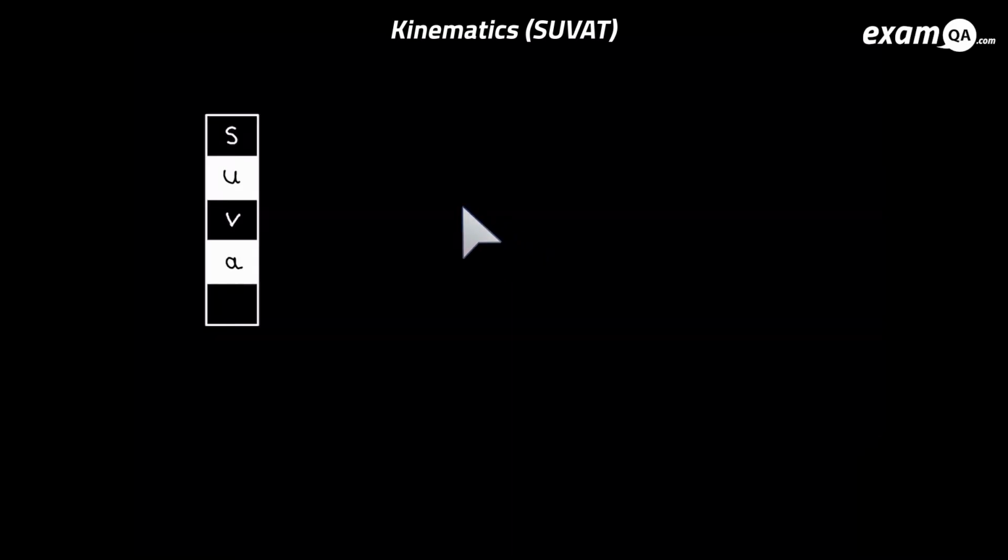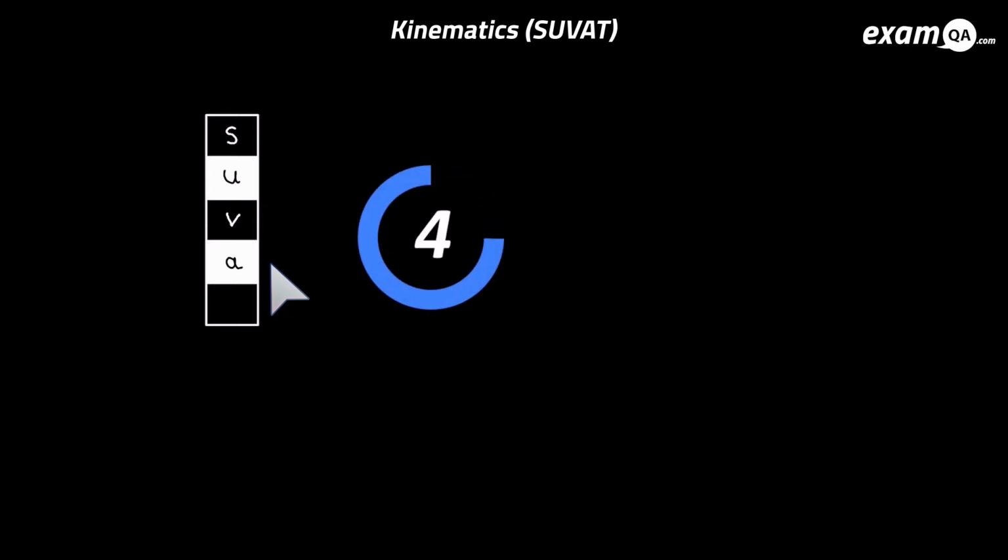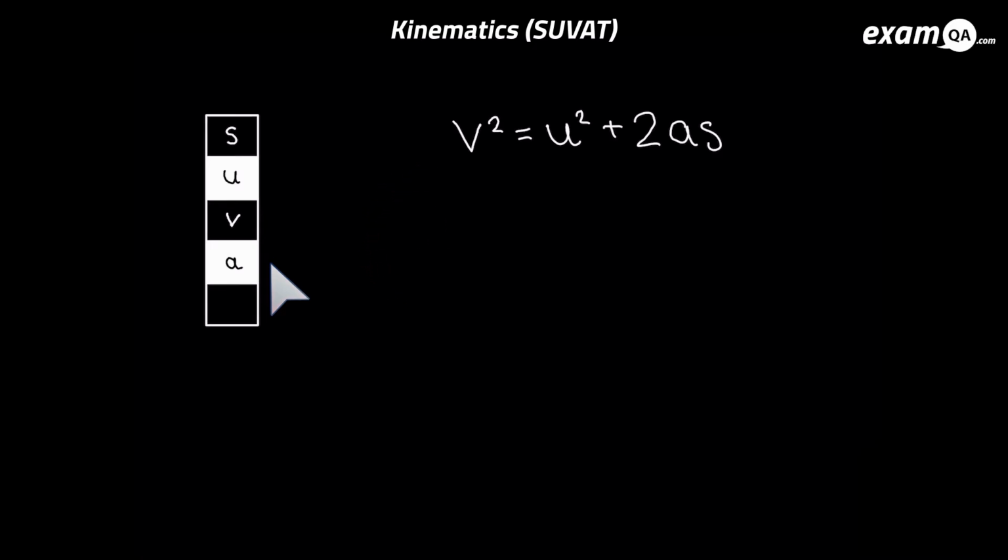Okay, so we've got S, U, V, and A. Now I want you to tell me what formula has these four letters in it. If you've got a question involving these four letters, which formula would you use? You should have said this one: V squared equals U squared plus 2AS.